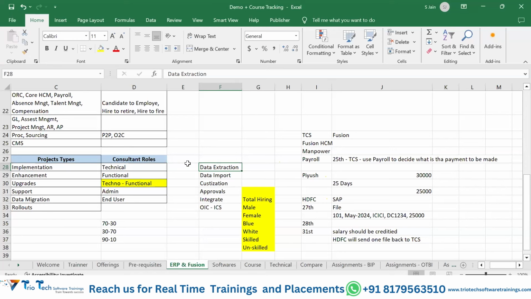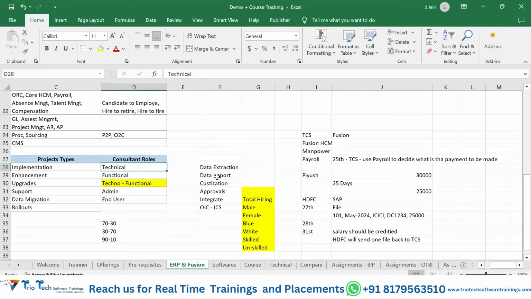We have to extract the data: their name, their designation, their salary, their manager details, and their work location detail, and we have to generate their appointment letter, and those appointment letters have to be issued or triggered to their respective emails. That is the role of a technical consultant, to build that sort of data extraction into the letter format.